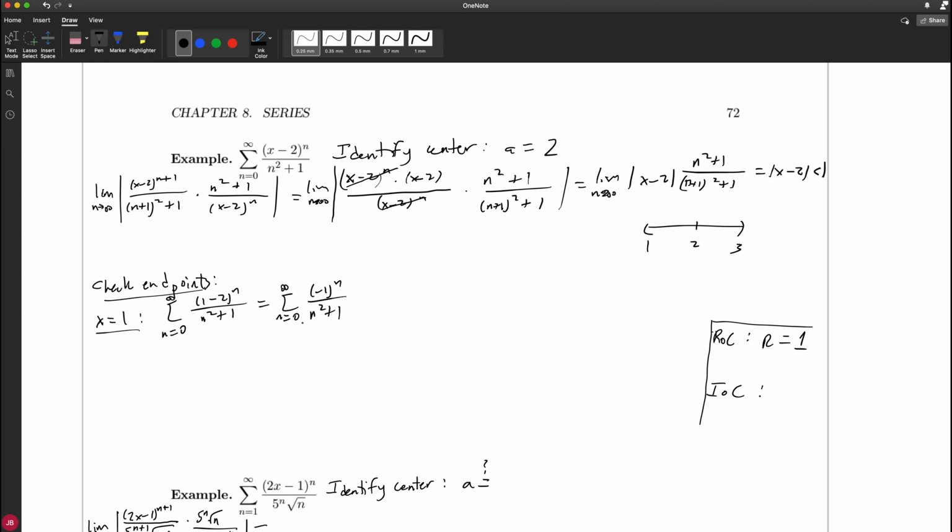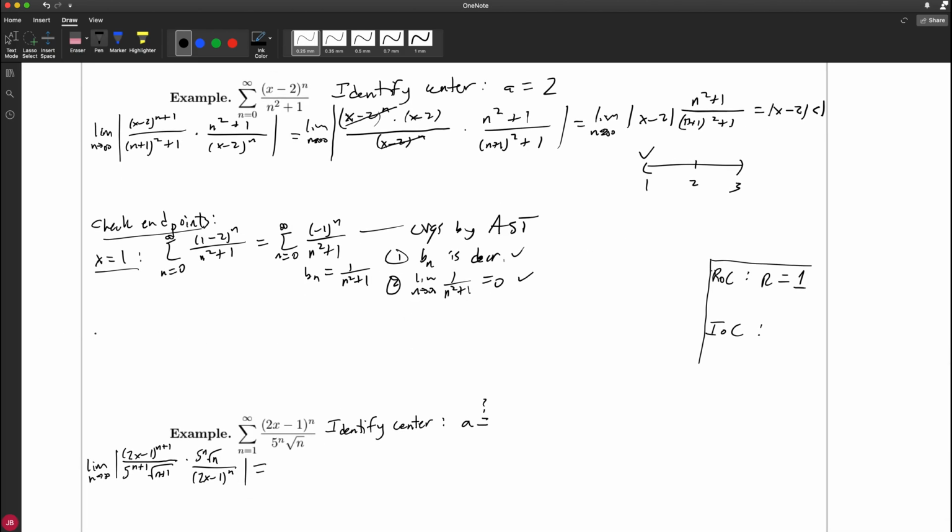Well, to me it looks like an alternating series. So I think my bn is going to be 1 over n squared plus 1. Is bn decreasing? Yeah, I think so. And is the limit of bn going to 0? Yes, I think so, right? And so this converges by the alternating series test. So I'm going to put a check mark here at 1.